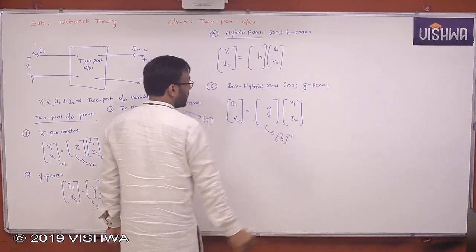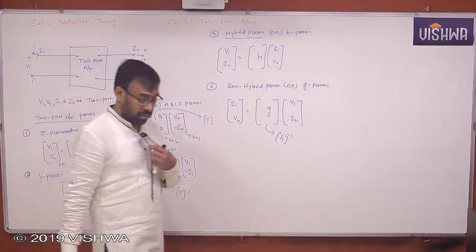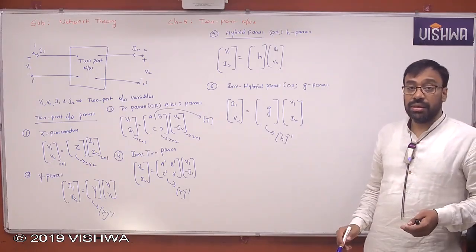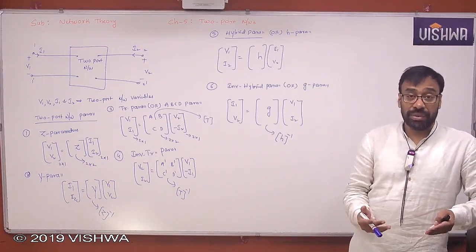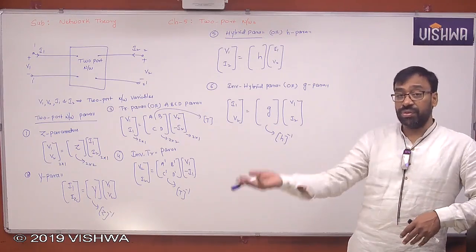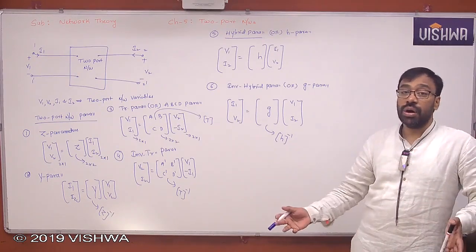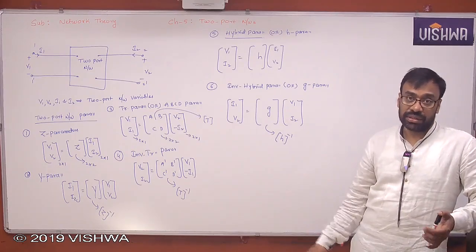So totally we see 6 types of parameters. Out of these 6, basically there are 3 types of parameters. The inverse of each will give you another parameter here. So finally you get 6 types of parameters.